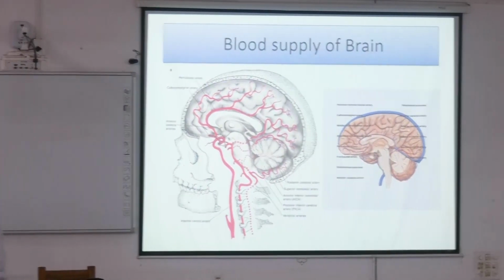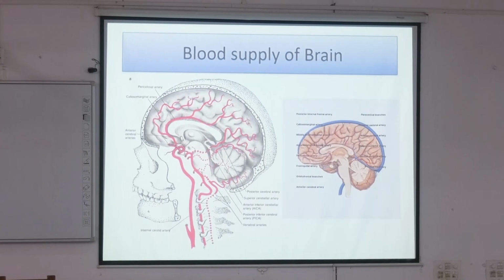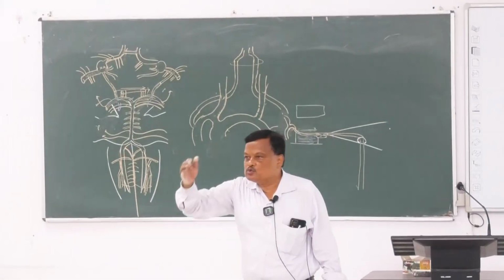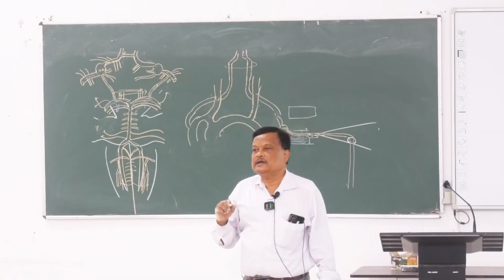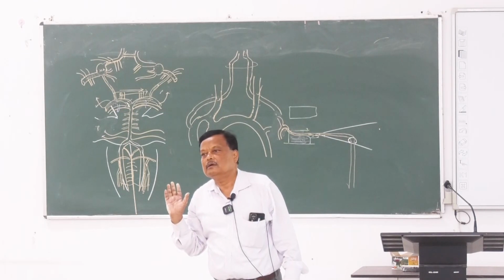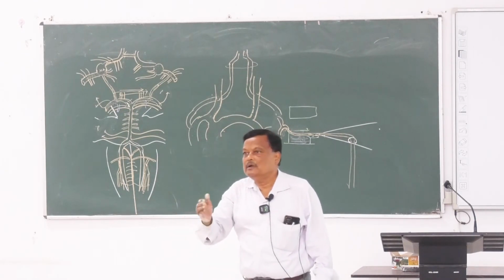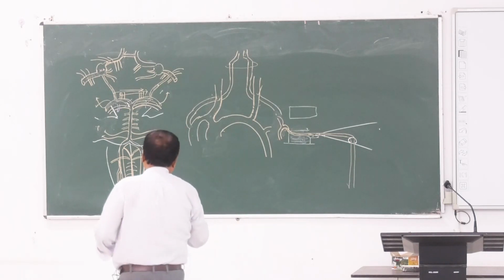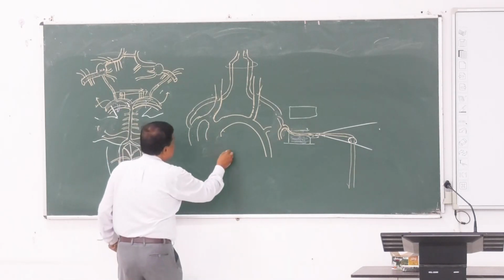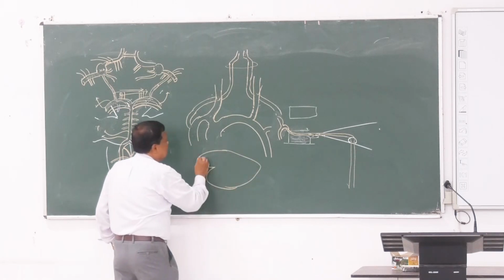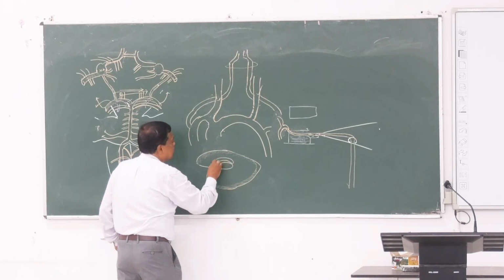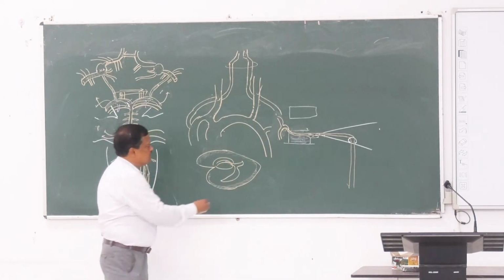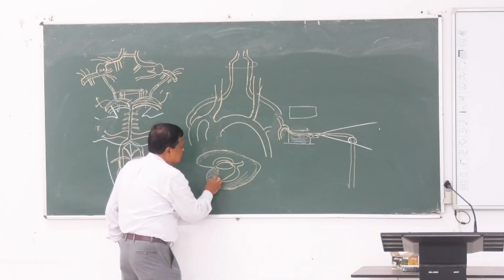Area 4, area 6, precentral gyrus, postcentral gyrus, paracentral lobule, medial frontal gyrus, superior temporal gyrus: they supply this superficial part. Understood? We know that inside the brain, the capsule and other structures are deep inside, and from outside we cannot see these structures.